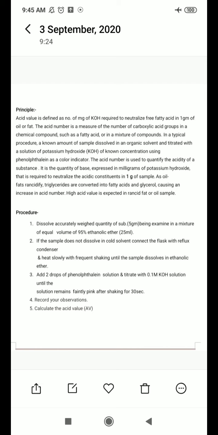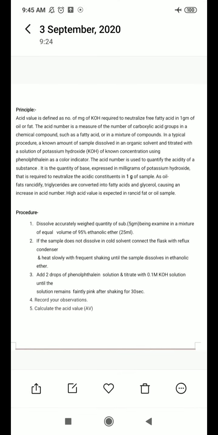The first step is to take the sample, then add an equal volume of 95% ethanolic ether. That means 25 ml of ethanolic ether, which is 12.5 ml ethanol and 12.5 ml ether. This is nothing but the ethanolic ether, which is 95%.